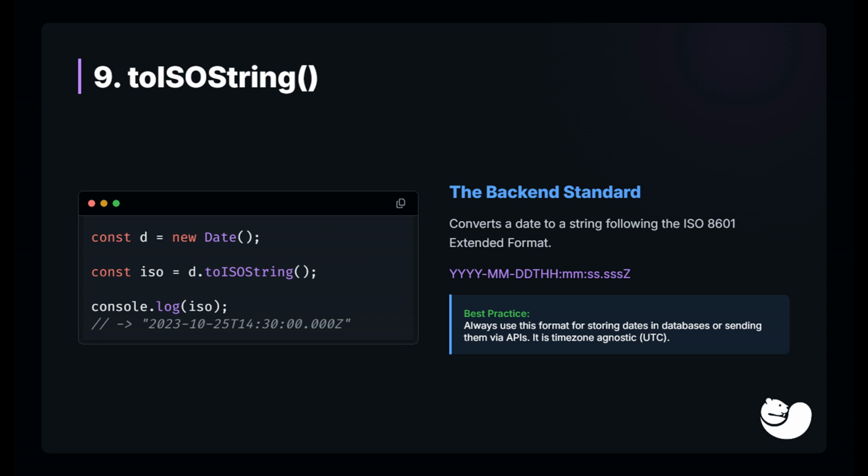The toISOString method solves this by converting your date into the ISO 8601 extended format. This string always looks like YYYY-MM-DDTHH:MM:SS.SSSZ. It is strictly standardized and always in UTC. This ensures that no matter where your server or users are located, a moment in time is preserved without time zone confusion. It is the gold standard for data interchange in modern web development.